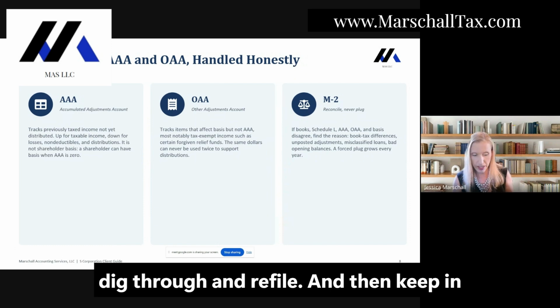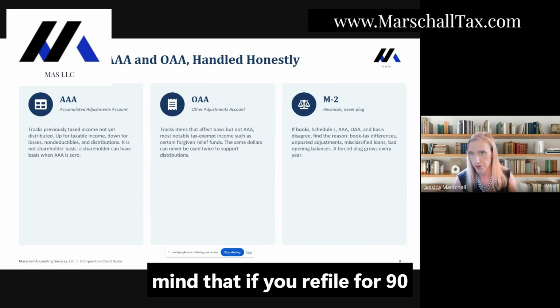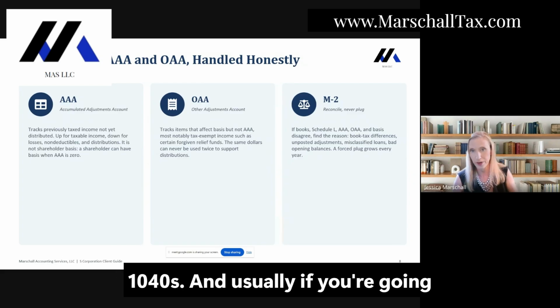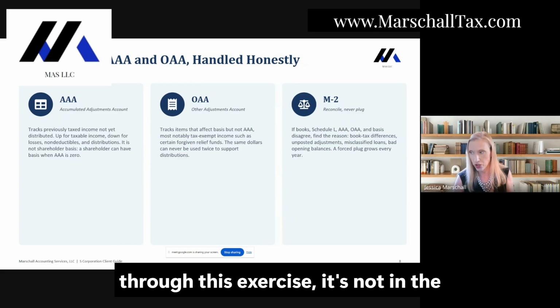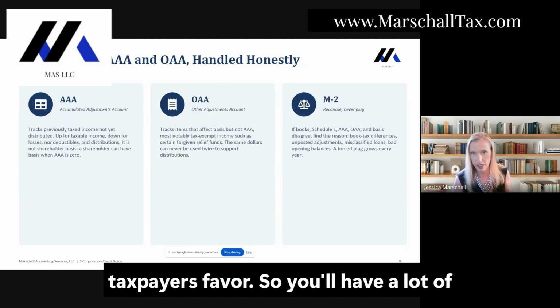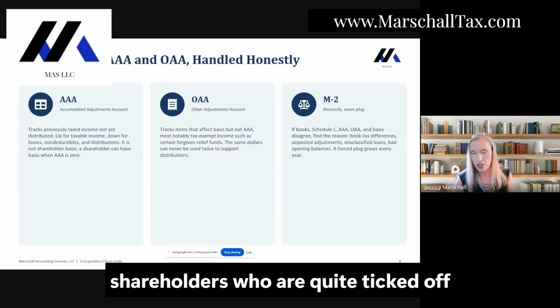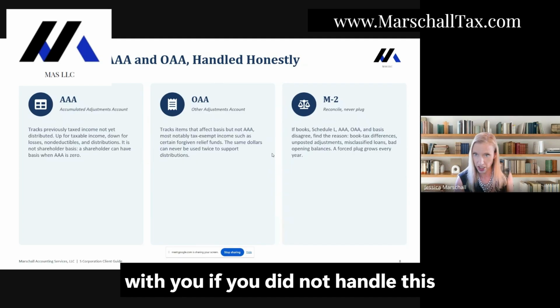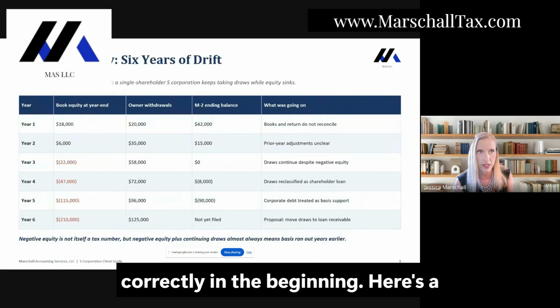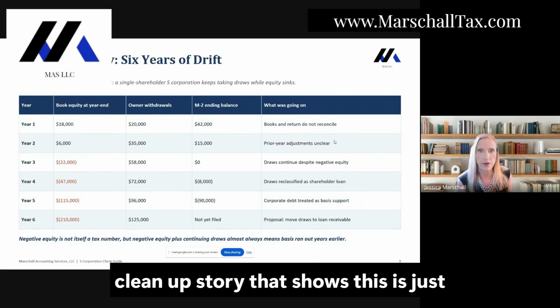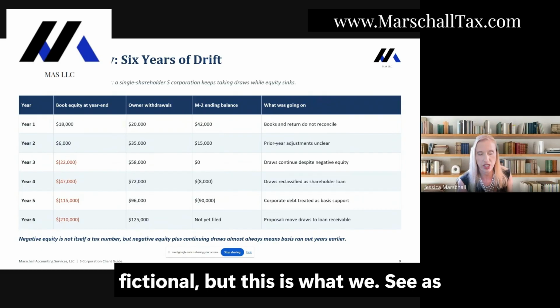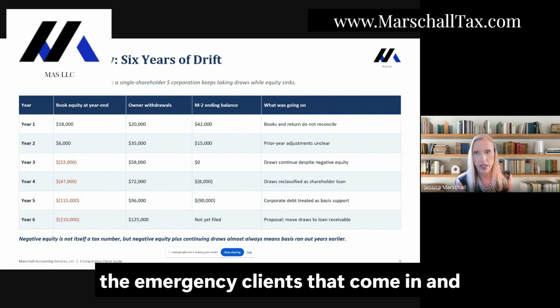And then keep in mind that if you refile for 90 shareholders, they also must refile their 1040s. And usually if you're going through this exercise, it's not in the taxpayer's favor. So you'll have a lot of shareholders who are quite ticked off with you if you did not handle this correctly in the beginning. Here's a cleanup story. This is just fictional, but this is what we see as the emergency clients that come in.